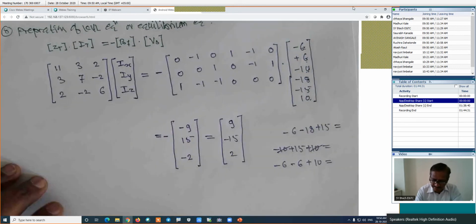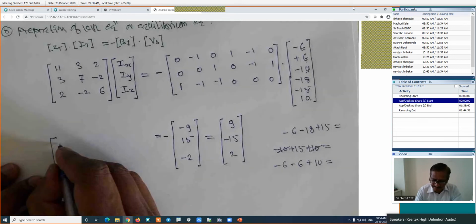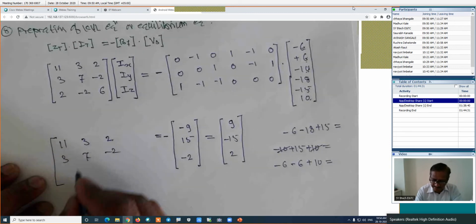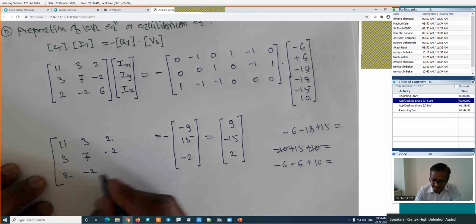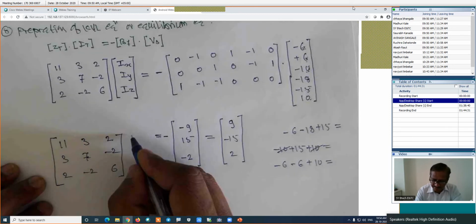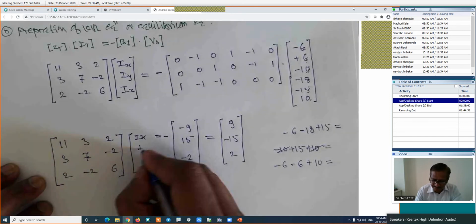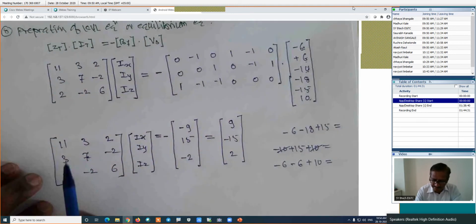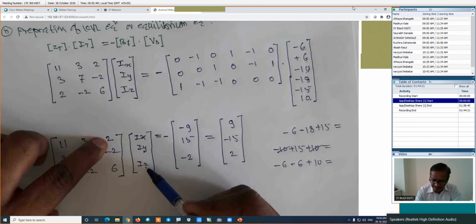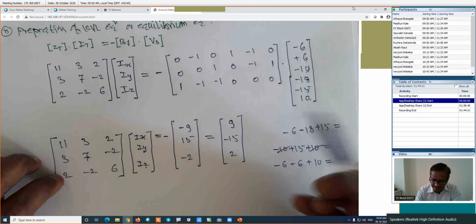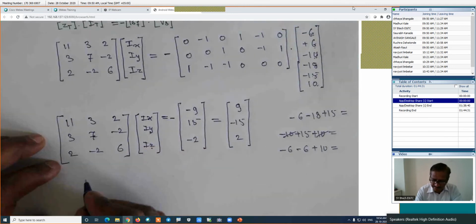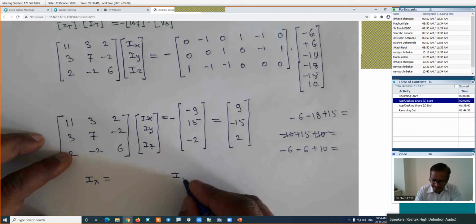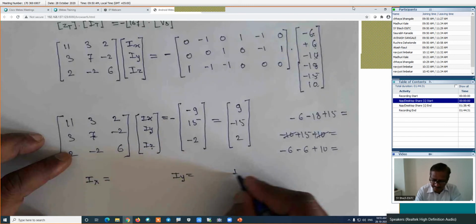This is the very same as this term, that is 11, 3, 2, 3, 7, minus 2, then 2, minus 2, and 6. And these are the currents, here Ix, Iy, and Iz, which is equal to this value. Means here 11 Ix, 3 Iy, 2 Iz is equal to 9, and so on. So I will use the calculator directly, and I will find out the value of current Ix, the value of the second loop current Iy, and the value of the third loop current Iz.